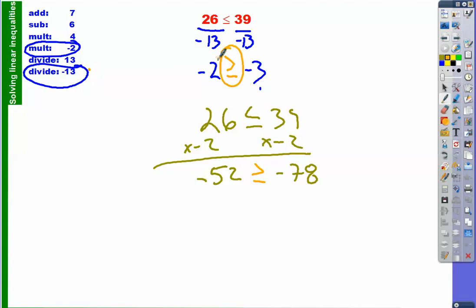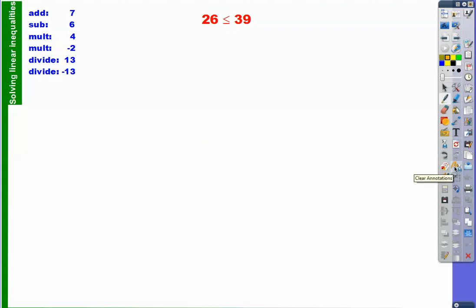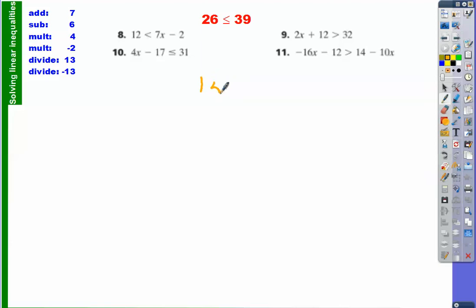Now, these rules are all wonderful, except how do you use them? So here we have some problems. Let's take a look at our first problem. 12 is less than 7x minus 2. Now let's find what x is, and then let's graph it. Let's get wild and crazy, and we're going to graph this too.